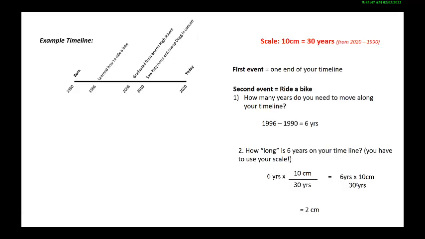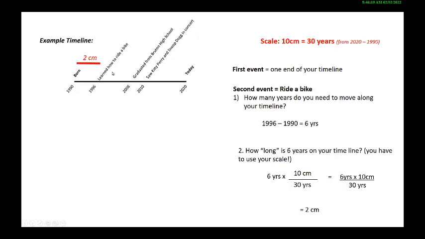So what that means is that with this scale, 10 centimeters is covering 30 years, and 6 years of time is represented by 2 centimeters of distance. So now we go up to our timeline, and we're going to start here at our starting point, and we're going to draw a line that is 2 centimeters long, and we're going to mark that with our time, 1996, and then our event here.